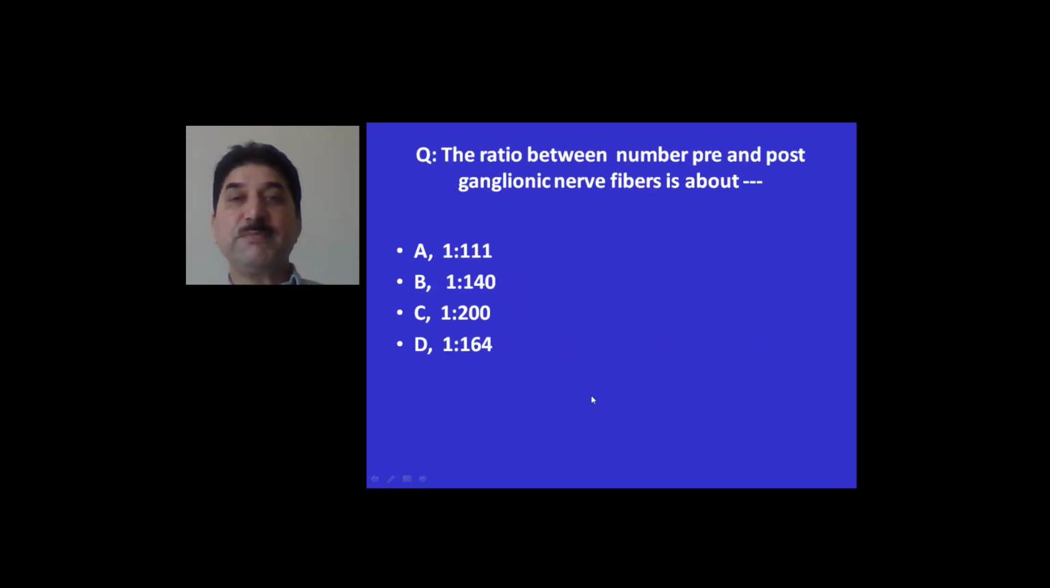The ratio between the number of pre and post ganglion nerve fibers is about 1 is to 111, 1 is to 140, 1 is to 200, 1 is to 164. This question I have taken from Gray's Anatomy. The exact ratio mentioned there is 1 is to 164.